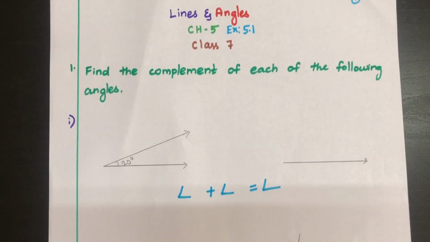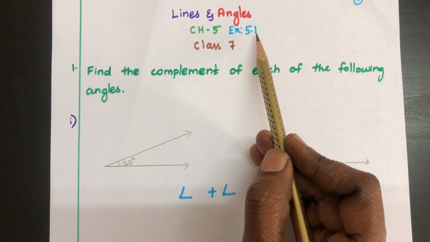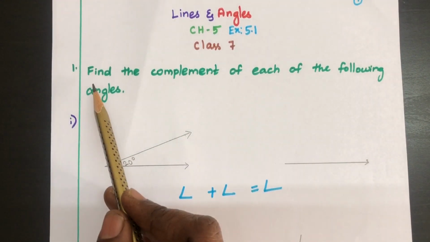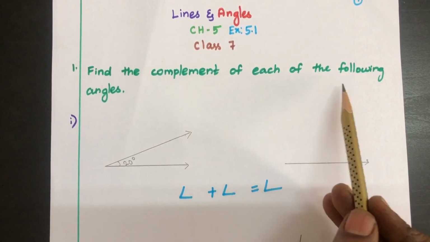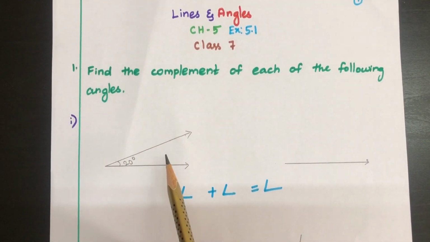Today we are going to learn lines and angles, chapter 5, exercise 5.1 for class 7. First main question: find the complement of each of the following angles. Complement. What do you mean by complement?